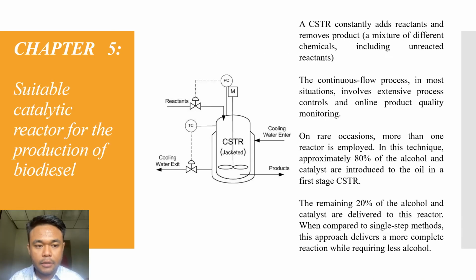Alright, so for chapter 5, the suitable catalytic reactor for the production of biodiesel. So we have chosen CSTR as the suitable catalytic reactor. A CSTR constantly adds reactants and removes product. Adequate agitation is essential to achieve homogeneous chemical composition and temperature. The continuous flow process in most situations involves extensive process controls and online product quality monitoring.